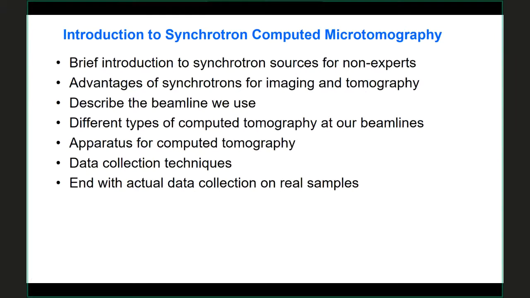So this is a brief outline of the talk. I'm basically going to introduce synchrotron radiation sources for non-experts, because some of you may have only ever used laboratory tomography sources, or you may not have used tomography sources at all. Talk a bit about the advantages of synchrotrons for imaging and tomography. Then get into a description of the beam line that we actually run here at the Advanced Photon Source, the different types of computed tomography that we do at these beam lines. And then some details about the apparatus that we'll be using this afternoon, how we collect the data, and then ending with actually collecting data on the real samples.